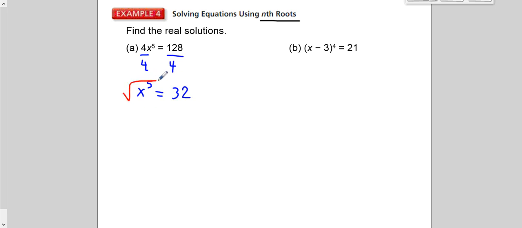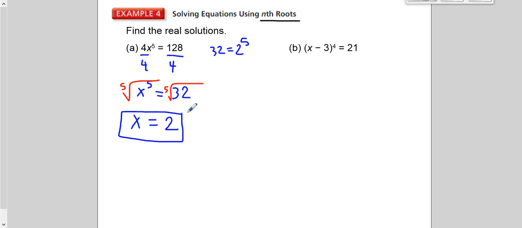Undo the power using a root. So we need to undo the 5th power, so we're going to do the 5th root. It is an odd root, so we only need one answer. If it's an even root, we need a plus and minus. So x equals the 5th root of 32. 32 is 2 to the 5th power. So the 5th root of 32 is 2. And that's our answer. Isolate the power, then undo the power with the root.